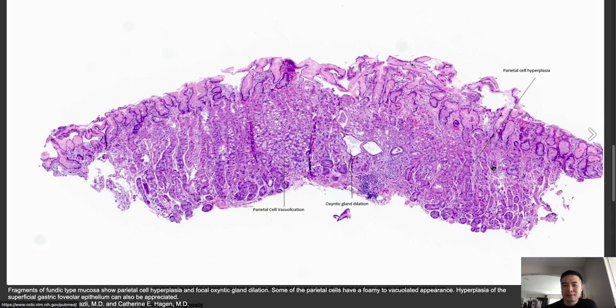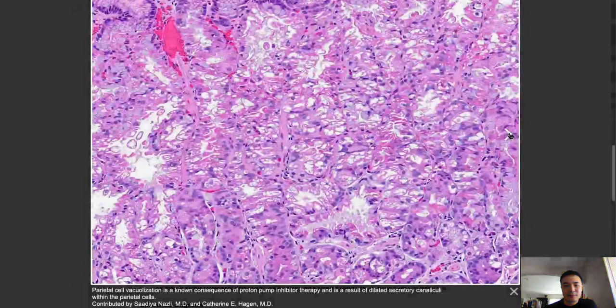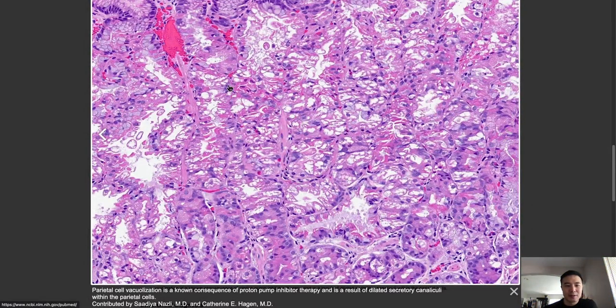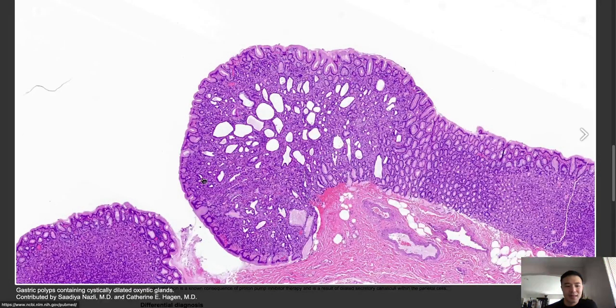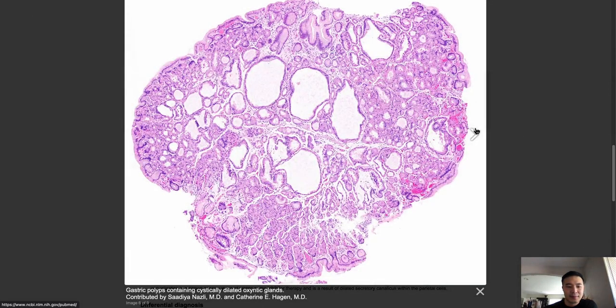And so, oh, this is a great picture of parietal cell vacuolization. And here are cystically dilated glands. And if they saw a polyp like this and biopsied it, it would be consistent with a fundic gland polyp. Yep, fundic gland polyps. Now, I guess if you're not a pathologist, the question is, can this cause cancer?